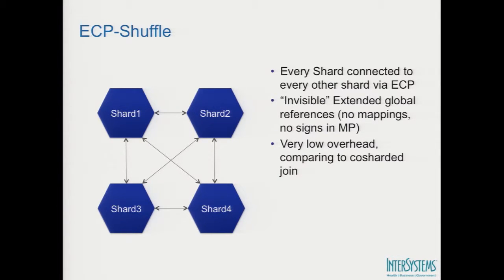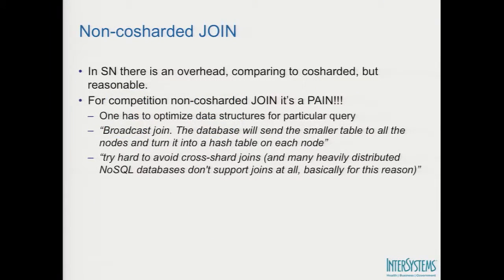And as a result, for this non-co-sharded join, we have very low overhead. There's still overhead because you have to reach an external server, but compared to a co-sharded join, it's very little, and that's what Robert alluded to in his presentation. So again, there's overhead, but it's very, very reasonable.